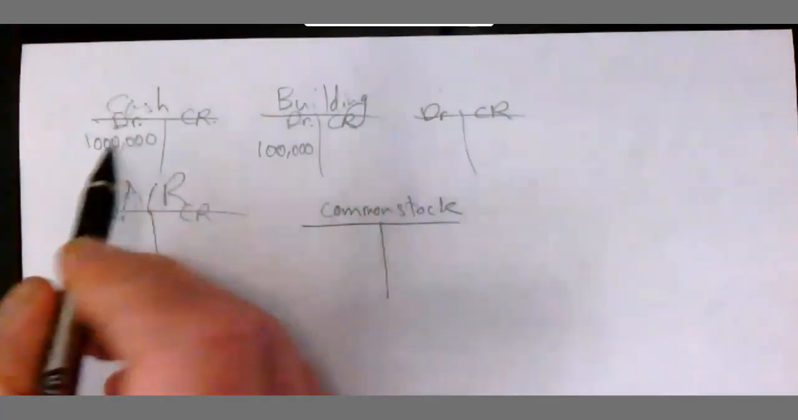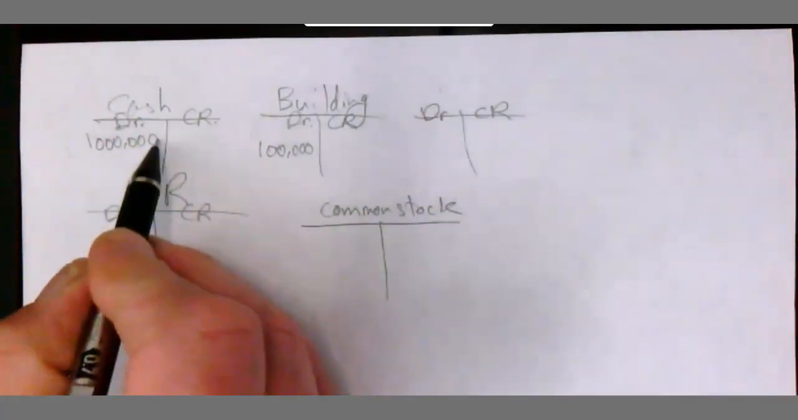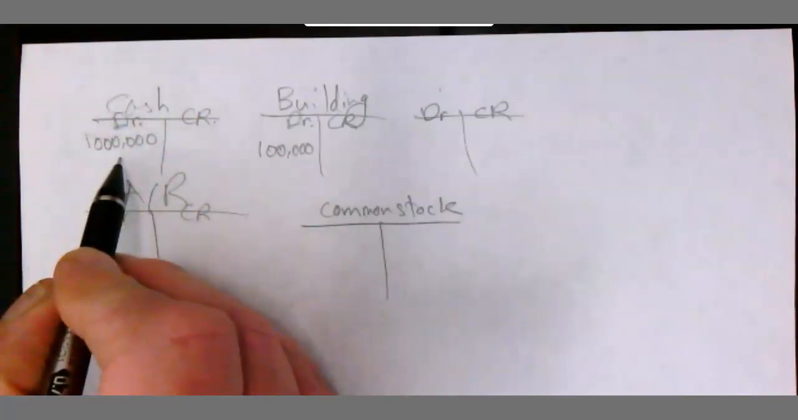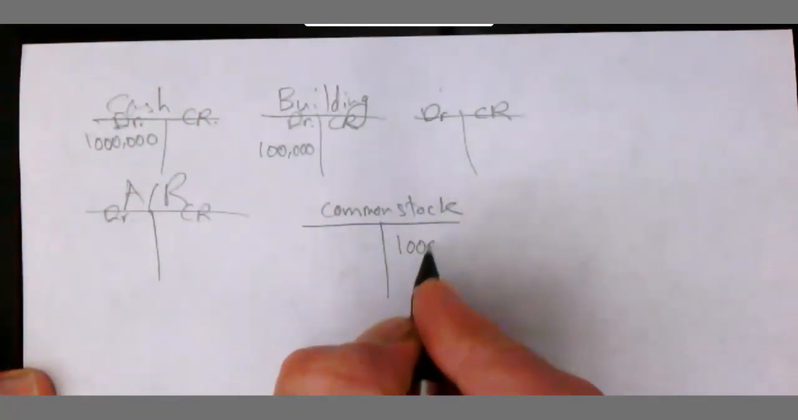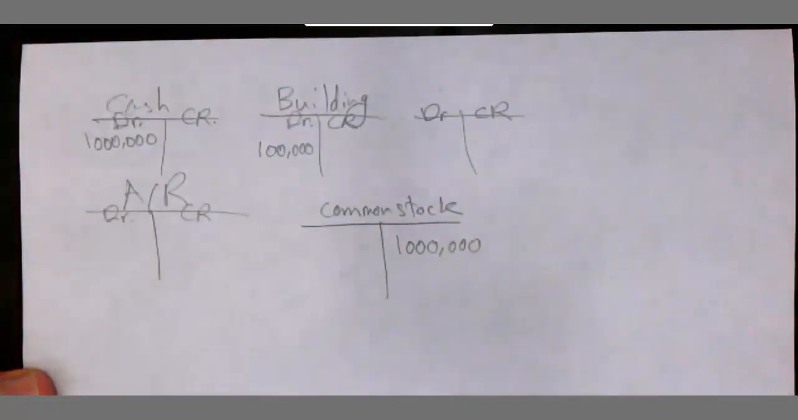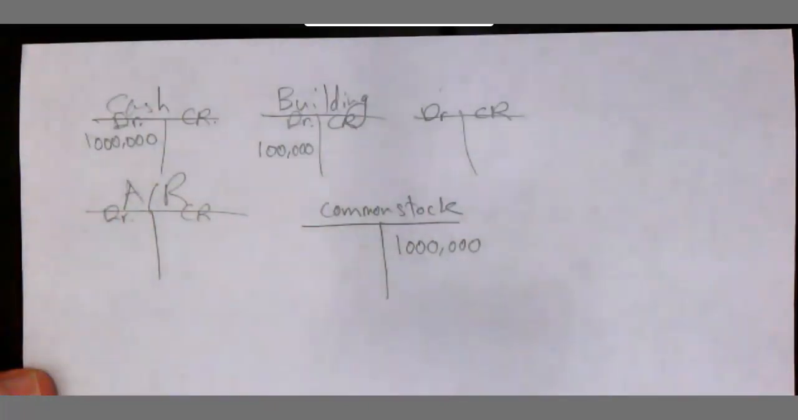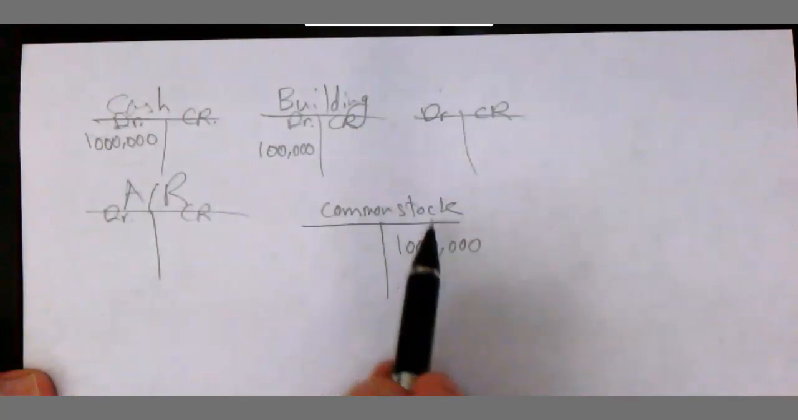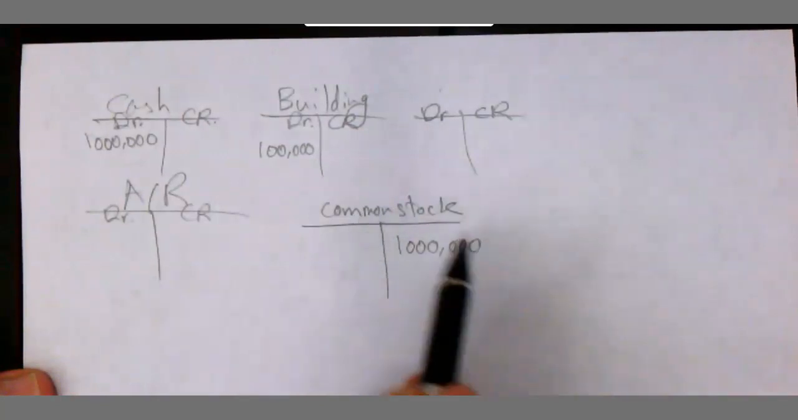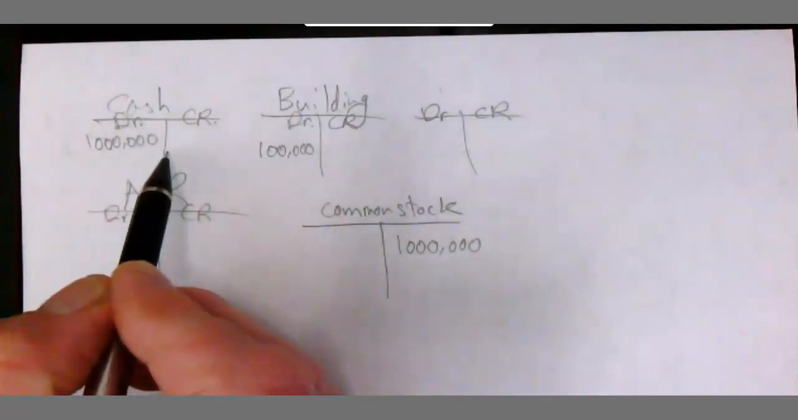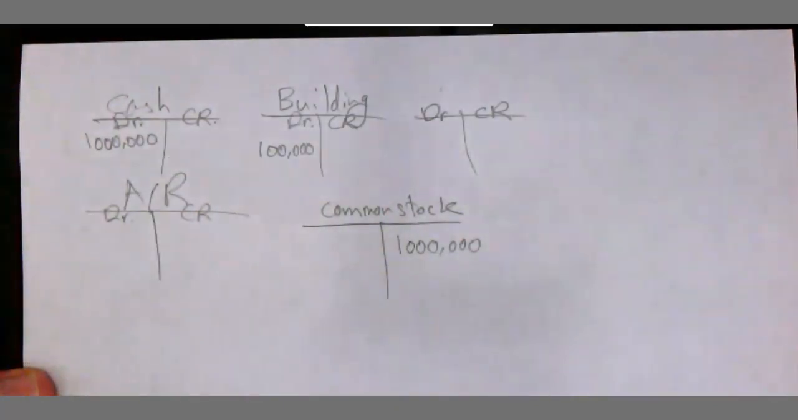So here we go. You get cash, $1 million, and you issue common stock. So $1 million in cash, you raise capital. There are two ways you can raise capital for any business: either equity financing or debt financing, besides robbing a bank. If you do equity financing, common stock will be increased and cash will be increased because of that, right?